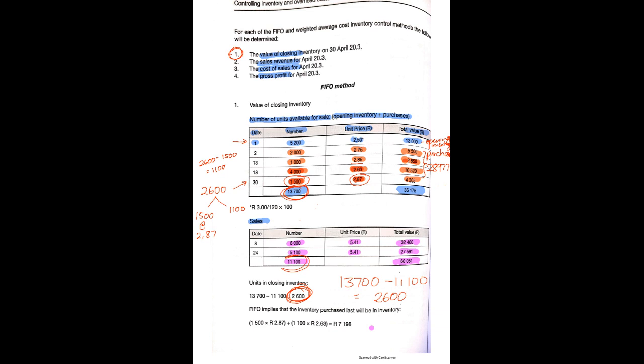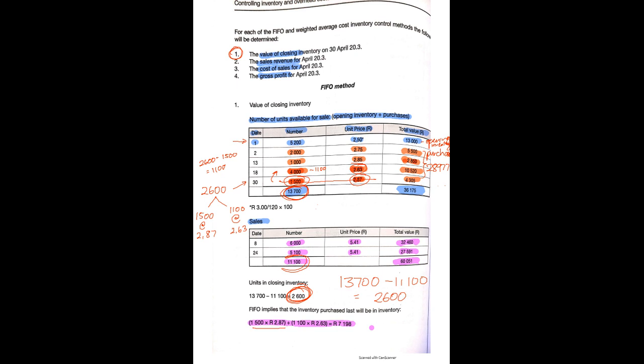We now have to go to the next one, or basically the previous one here. So 1,100 units will be taken out from here, and it's at 2 Rand 63. So now we have the worth of your closing inventory. It's 1,500 at 2 Rand 87 plus the 1,100 at 2 Rand 63. And that is the value of your closing inventory under the FIFO method.